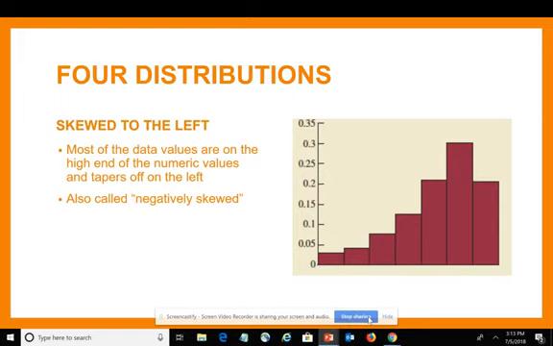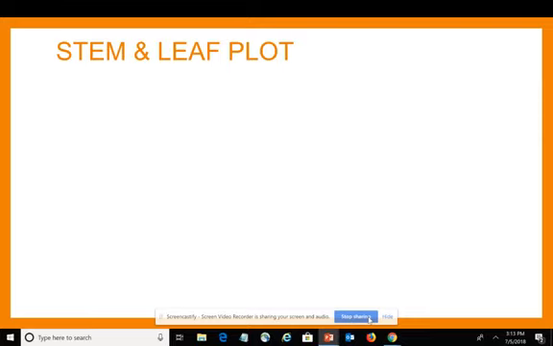You're going to be asked to identify the distribution of your data set from a graph using your eyeballs.